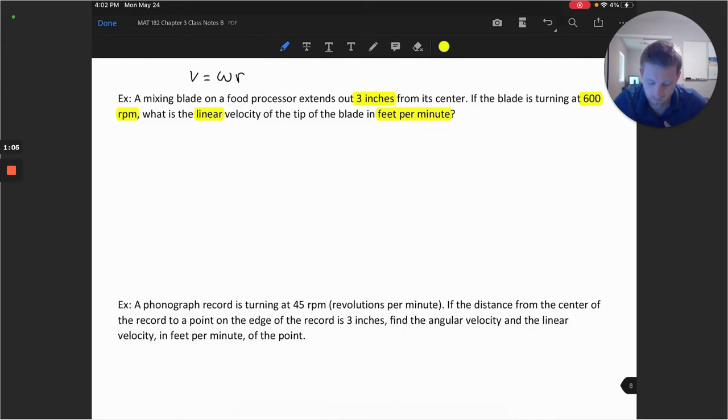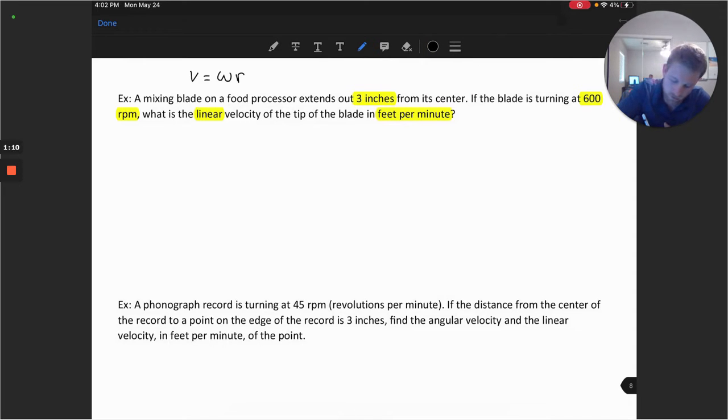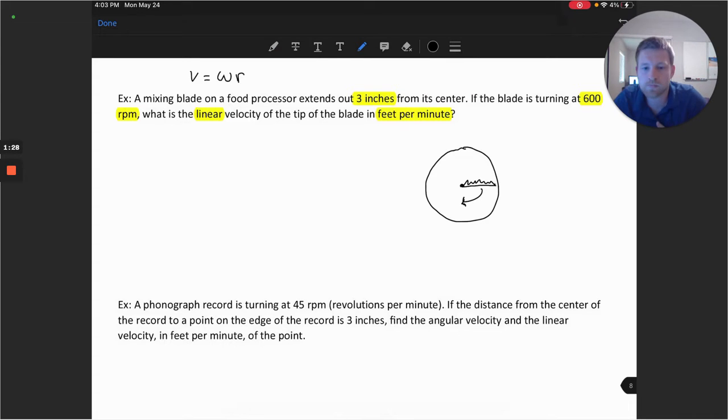Okay, so let's consider drawing a small picture here to represent what we're looking for. We'll have a kind of circular figure, and we have a mixing blade coming out of the center of this food processor. And we know this blade is rotating around our circle. That blade, we are told, is 3 inches long, and we're traveling at 600 revolutions per minute.